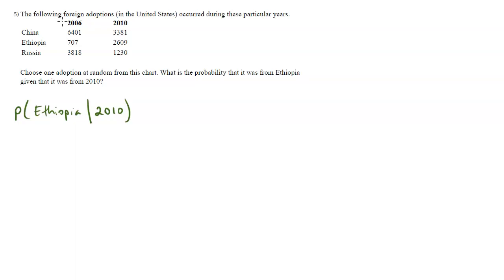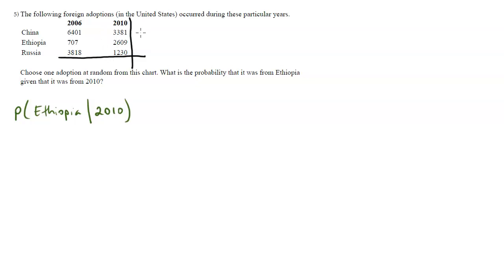There are two ways we can do this. One way is with a formula and the other is intuitively in the table. I'll show the intuitive approach first over here, and then we'll use the formula and see if we get the same. My first step, though, is to add all the rows, add all the columns.